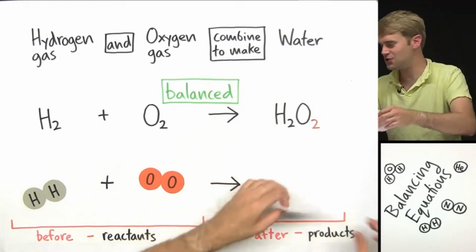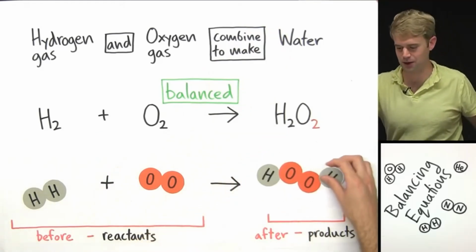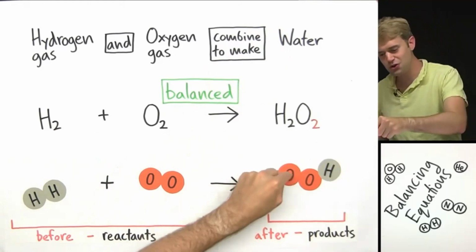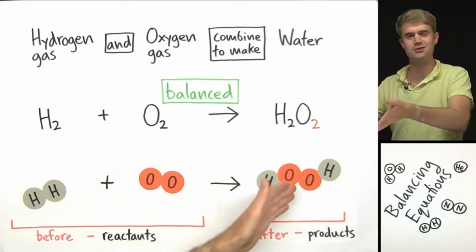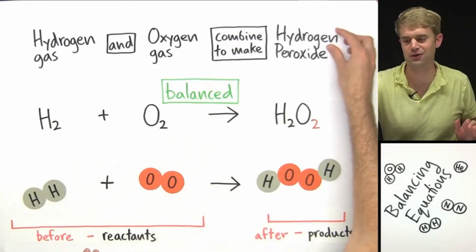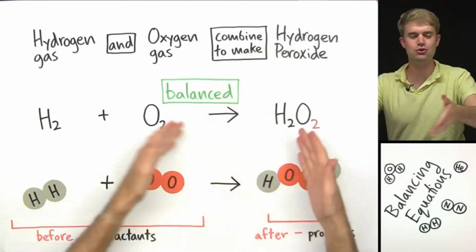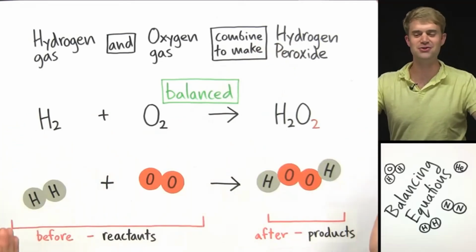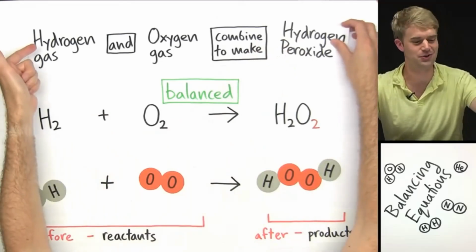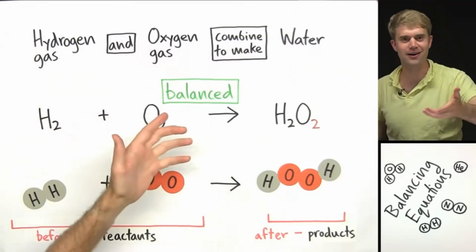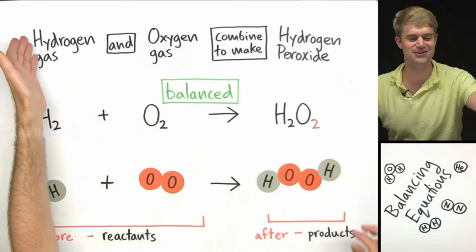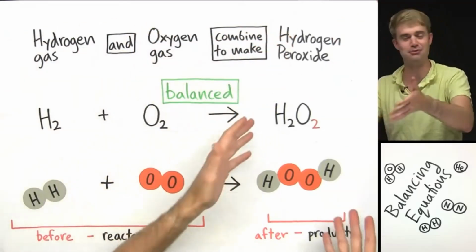We're not talking about H2O anymore. We're talking about a molecule like this with 2 oxygens and 2 hydrogens. This isn't water. This is now a compound called hydrogen peroxide. So yeah, by adding this 2, you might balance the equation, but it's no longer the equation for hydrogen gas and oxygen gas making water. It's now the equation for hydrogen gas and oxygen gas making hydrogen peroxide.